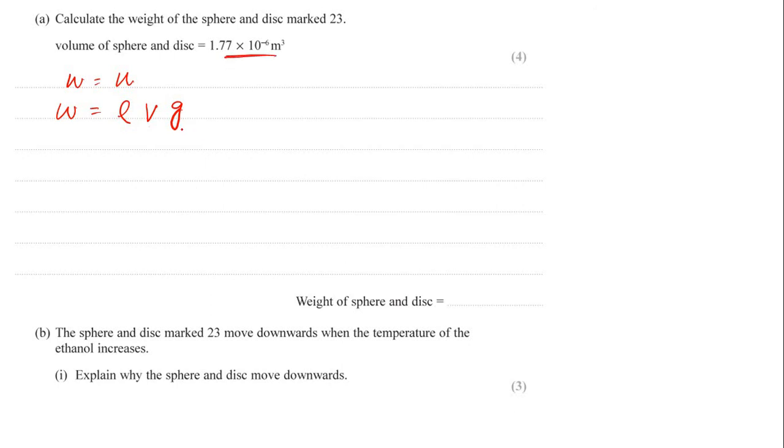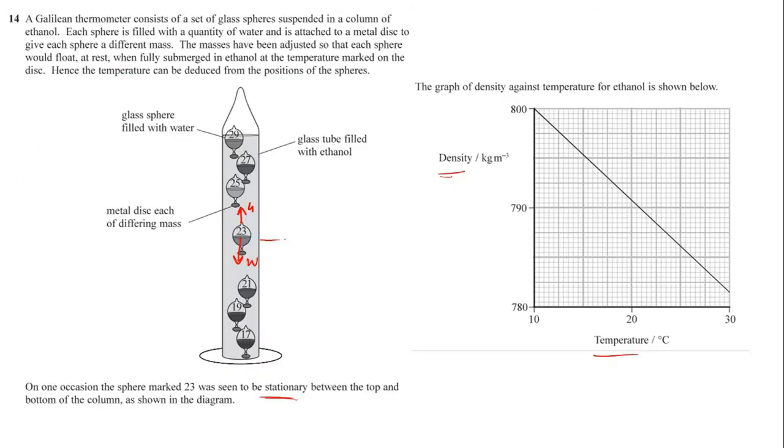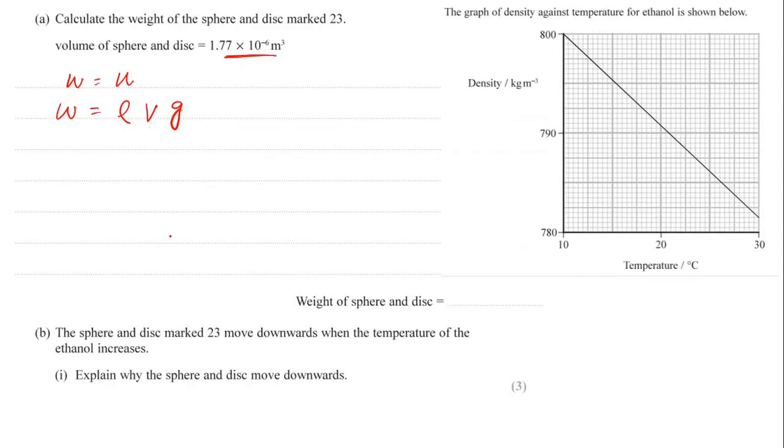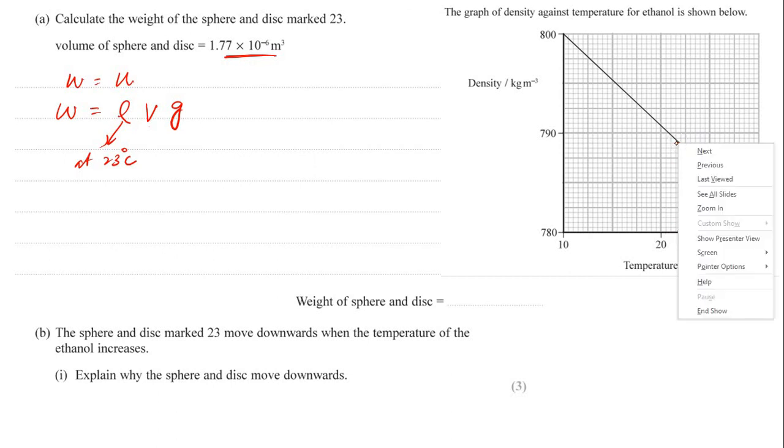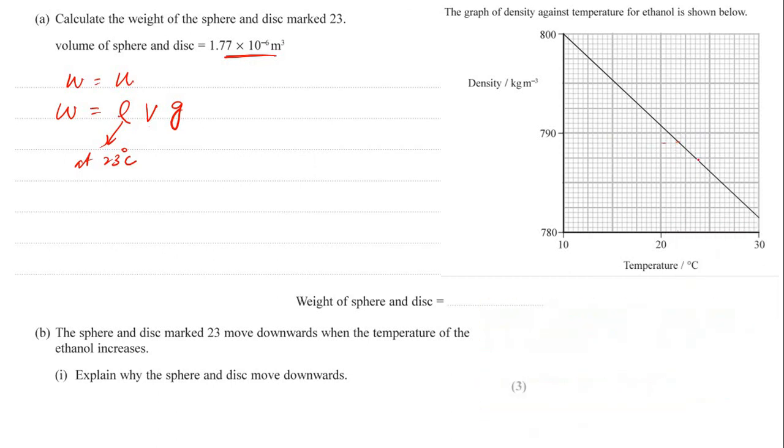G is 9.81. The only thing we need to find is the density of the liquid, and this is all about some certain temperature, 23, because this is sphere 23. So we need to find the density at 23 degrees Celsius, and we have a graph. So you can find the density of the liquid from the graph. If you see that, it will be 20, and then 20, 21, 22 and 23. This is the density that you can find.